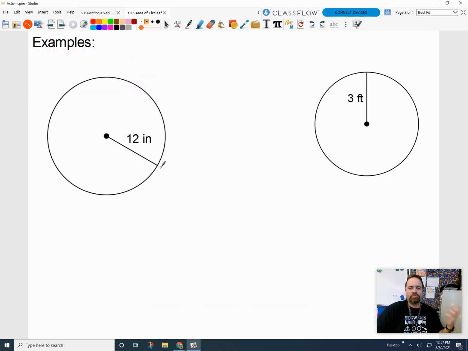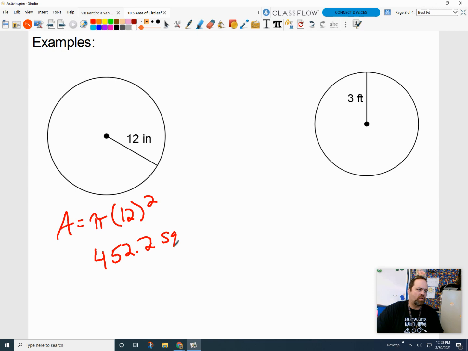There's not a whole lot of measurements on these. You're either going to be given the radius or the diameter. If you're given the radius, you're good to go. So the area of this one is going to be 3.14 times 12 squared. So that is 452.2, and our units are going to be square inches.